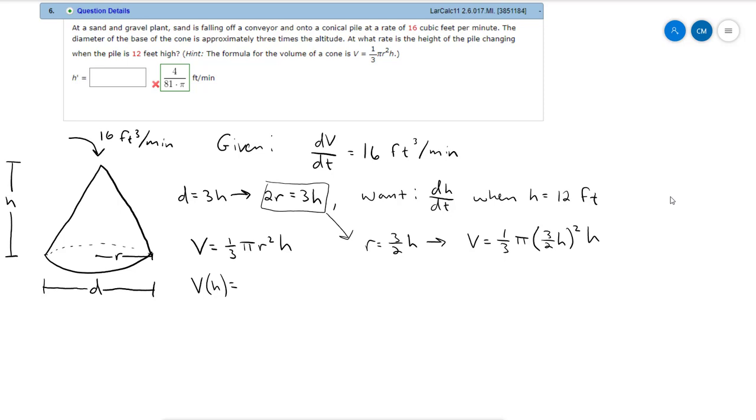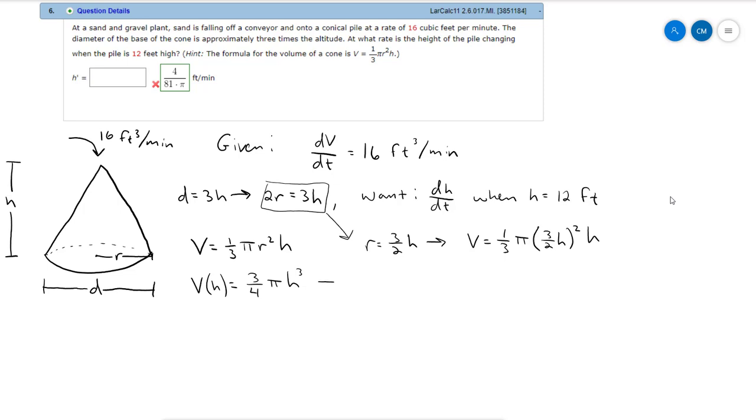If we square that, we're going to get 9/4. The 9 times the 1/3 there is going to leave us with a 3. So we're actually going to have 3/4 pi. And then this is h squared, and then there's another h, so that's h to the 3rd power. So this is the equation that relates the two quantities that we're interested in this problem. That's the volume and the height.